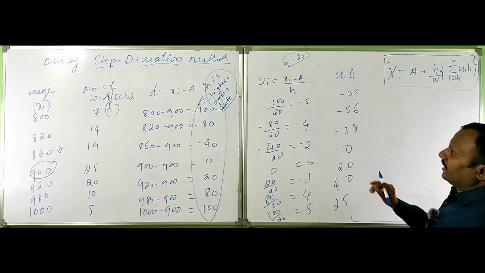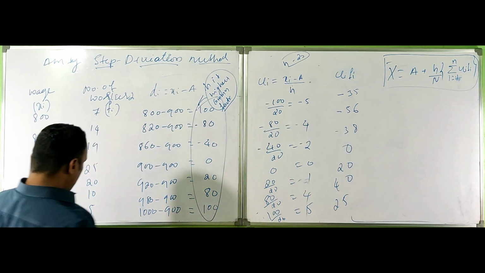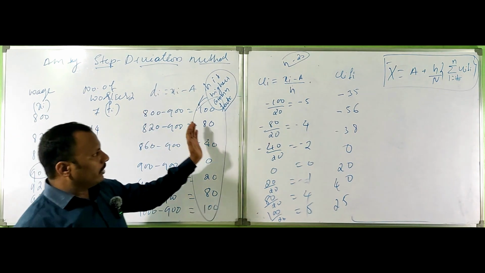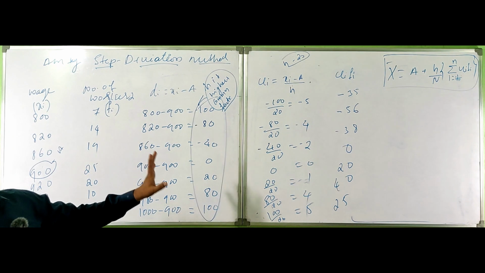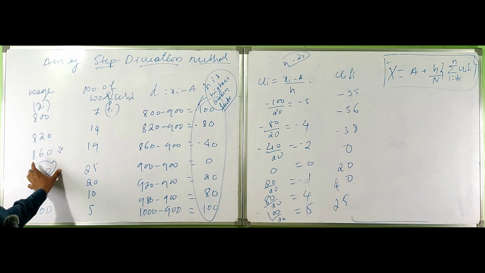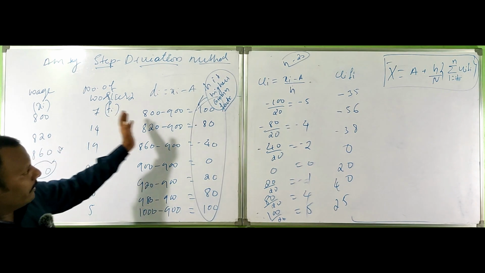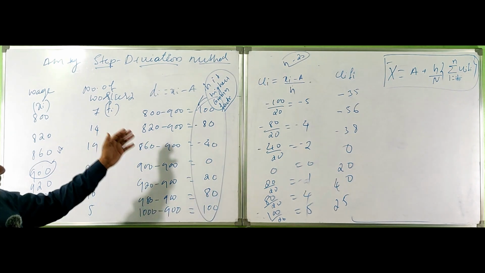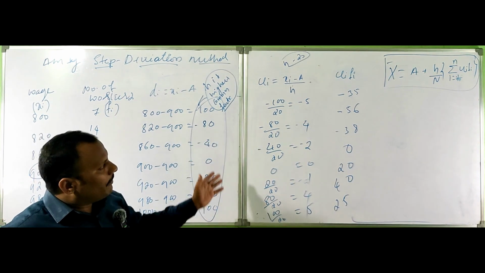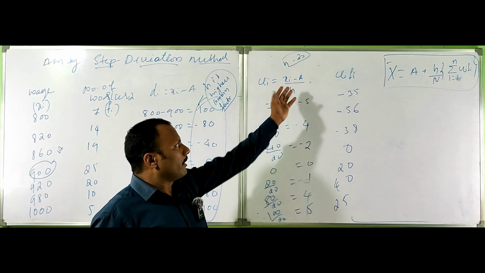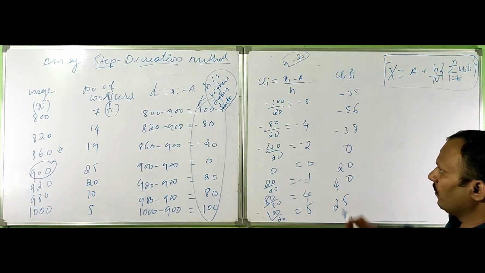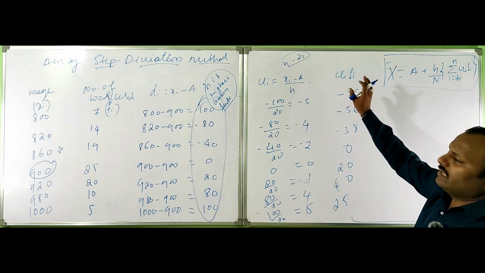Again, the steps. The given data is this one and this one. Next, these table columns 1, 2, 3 are made by ourselves. This is xi minus a. What is a? It is the middle term, the common term, and we take the difference of all values. This is derived from the given wages, xi. Again, to simplify, I am dividing by the common factor h, so I am getting ui. Again, to get all the frequencies, I am multiplying the value by the frequency.